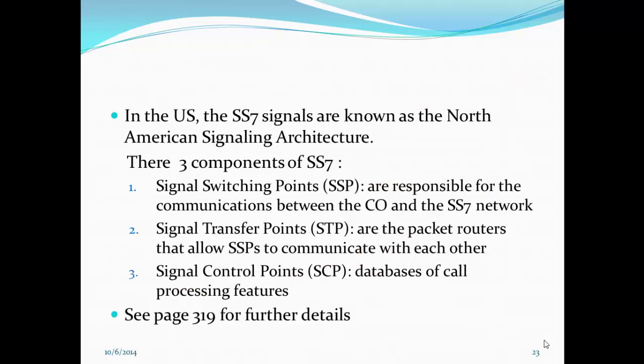Okay, in the US, the Signaling System 7 is known as the North American signaling architecture. As we mentioned earlier in the previous video, there are three components of SS7: the signal switching point, SSP, the signal transfer point, which is the router, STP, and the signal control point, which is SCP.